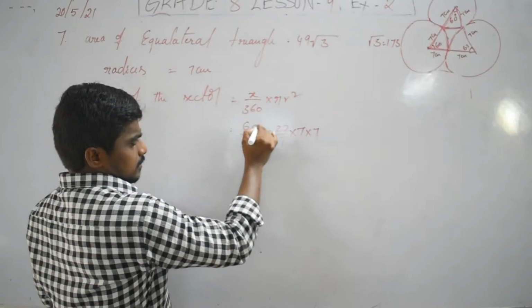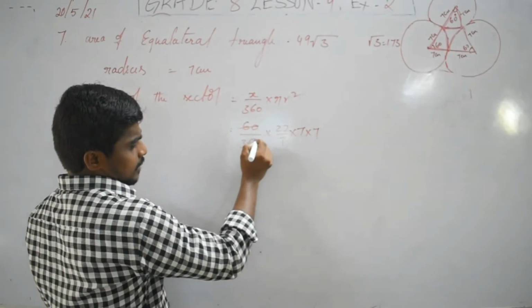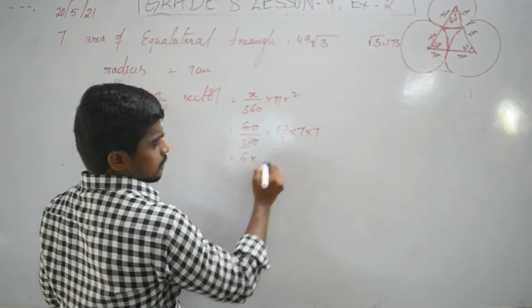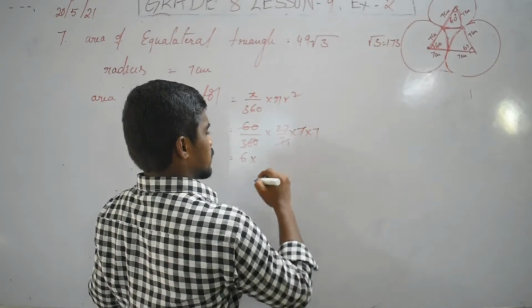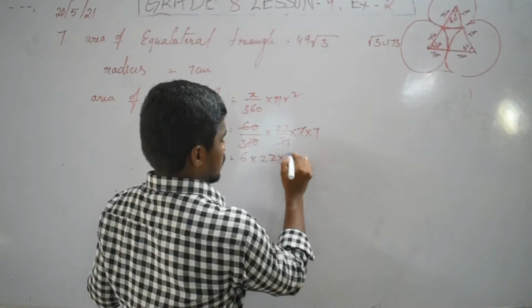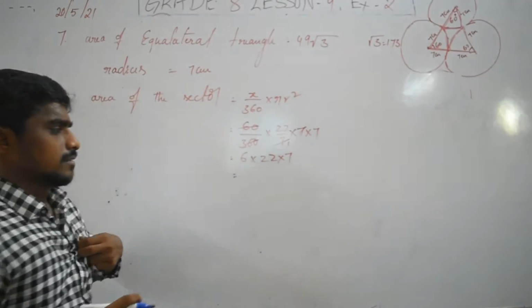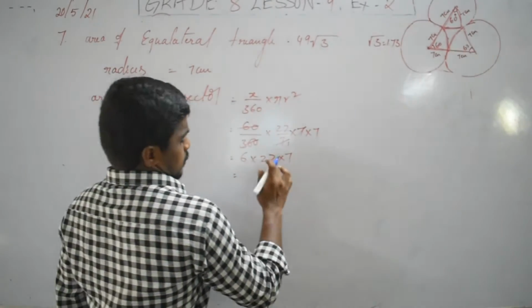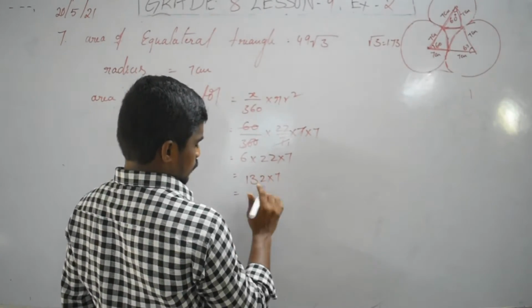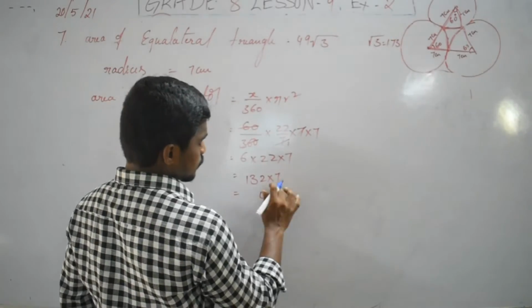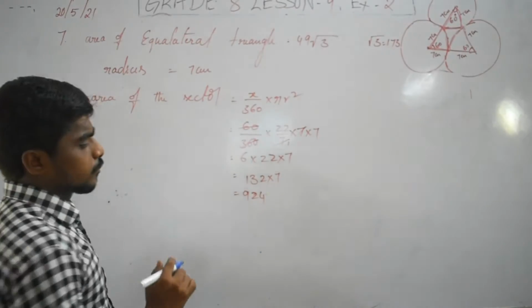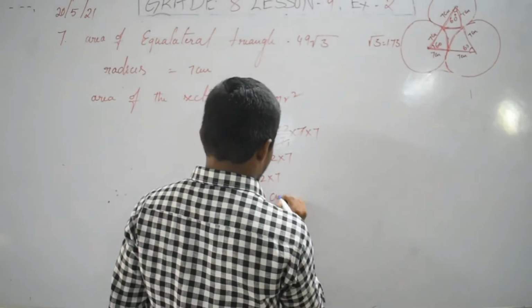So 6 1s are 6, 6 1s are 6, cancel 7 1s, 7 1s, 22 cross 7. How much? 6 2s are 12, 132 cross 7, 14, 22, 924 centimeter square.